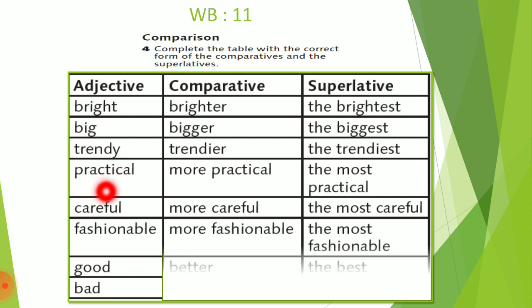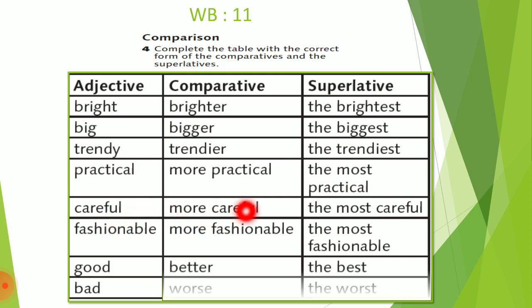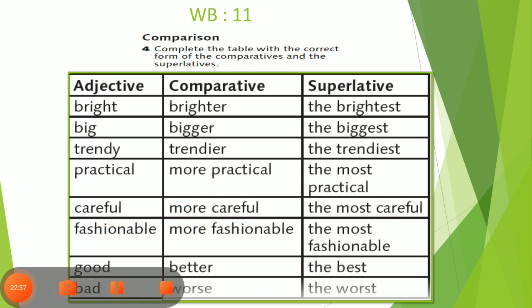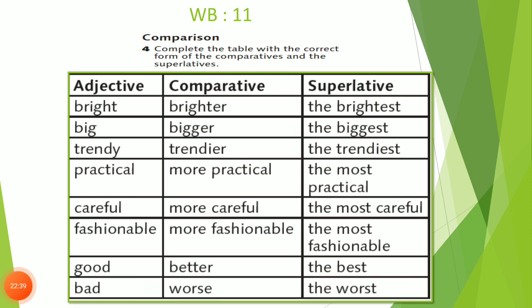We have practical, more practical and the most practical. We have careful, more careful and the most careful. We have fashionable, which is an example of the long adjectives, so we added more fashionable and the most fashionable. We have good, which is an irregular adjective. Good becomes better than or the best, and bad will be worse than and the worst.